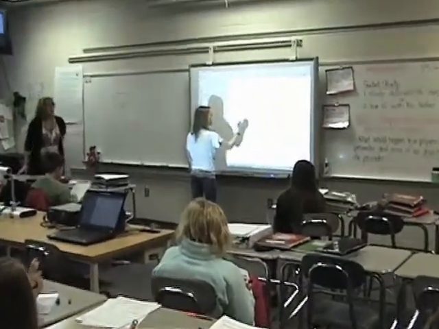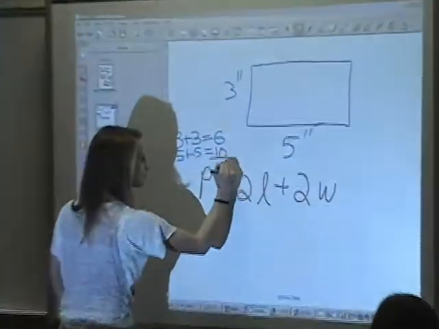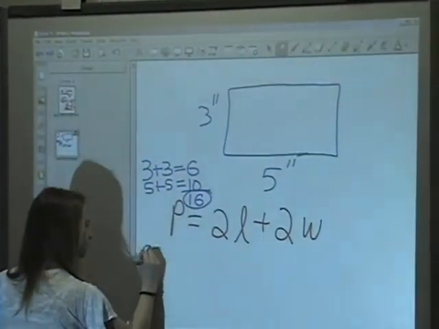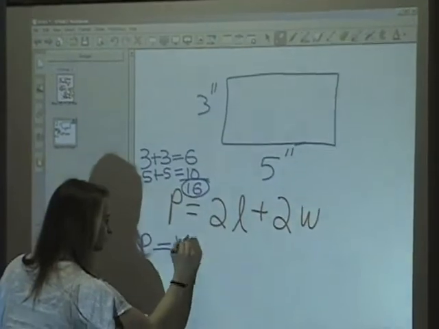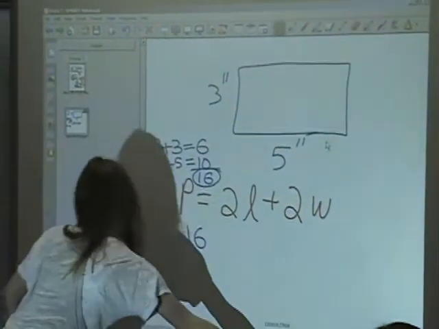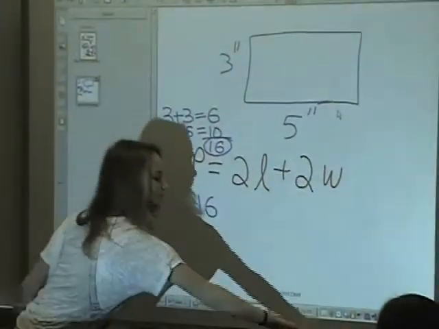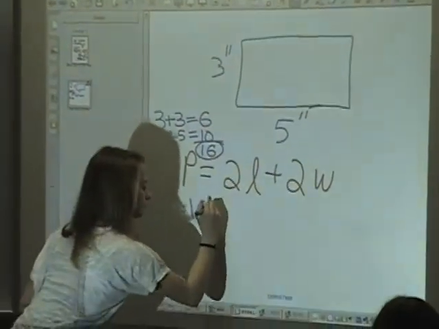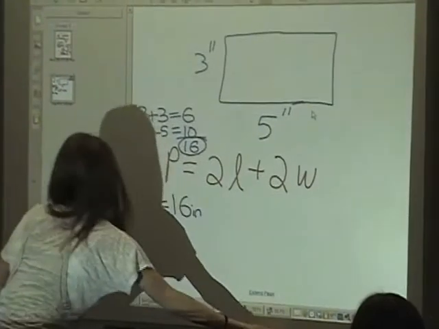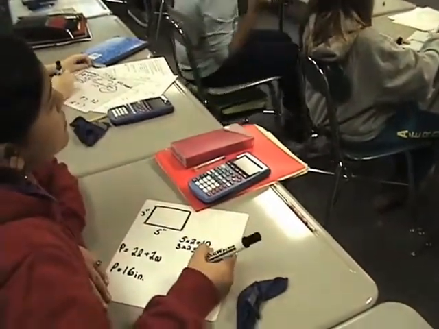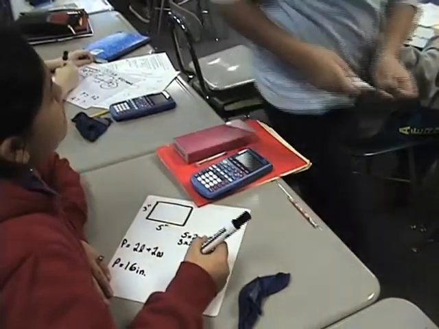Now I notice Claire's going back to addition. Could she have multiplied those numbers? She chose to add them. Either way is fine. What units of measure should you have, Claire? Want to put a period there since you abbreviated it? Excellent. Okay, good job. Want to explain what you did?